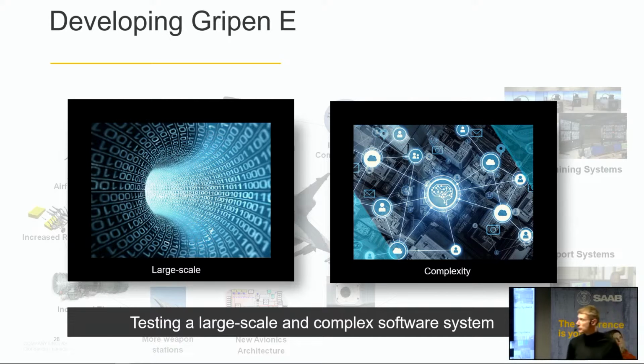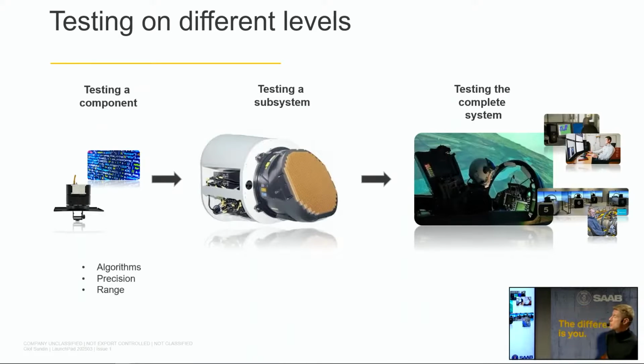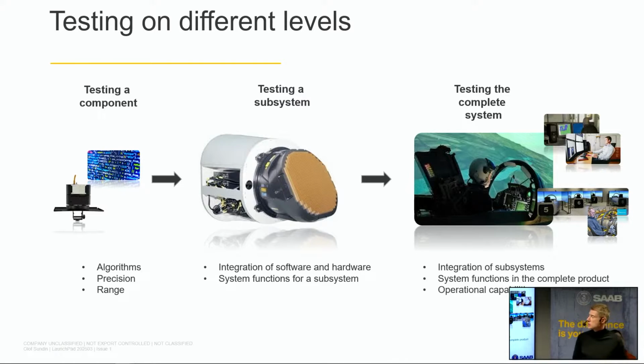So how do we do that? Well, the first principle or strategy you need to talk about is how to test on different levels. And this is, of course, not something new. If you look into one of the first books on software testing from the 1980s, this is one of the first principles that they talked about.